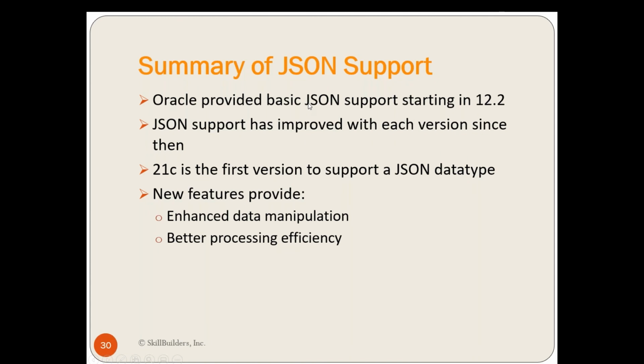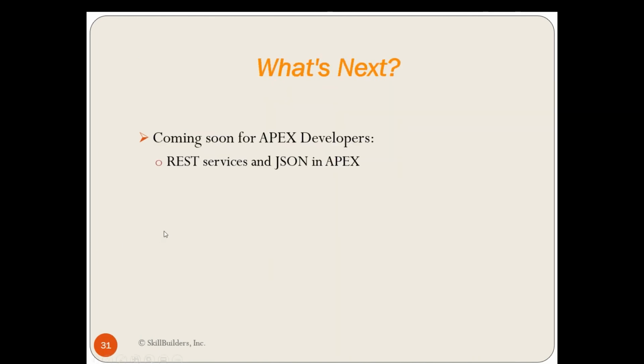Just a summary, Oracle provides basic JSON support starting in 12.2, improved with each version. In 21C, switch to the JSON data type if you have it. And most of those new features are enhanced data manipulation and better processing efficiency. Cool. Okay, Dave, back to you.